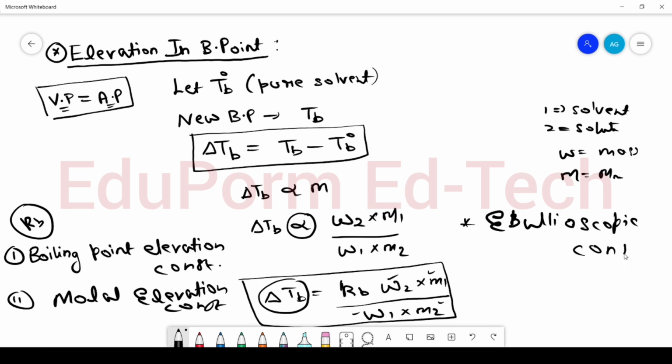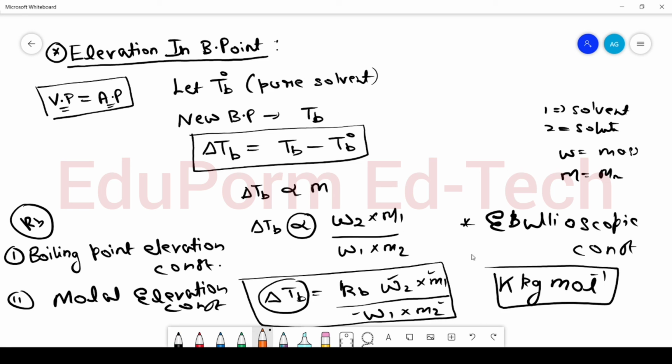Ebullioscopic constant. And the unit for Kb is Kelvin kilogram per mole. So the unit is very important. Please pay extra attention to the unit as well as the three names for this constant.